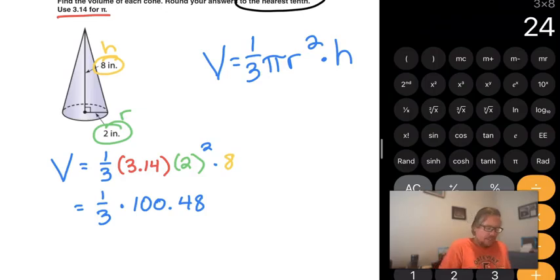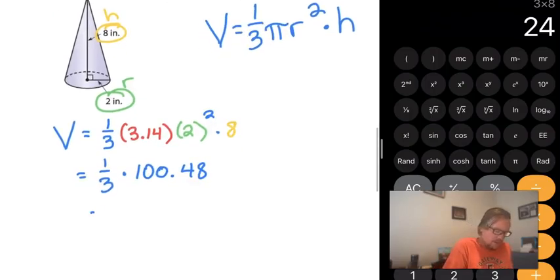And hey, what do you know? It's 24. Well, I guess I didn't need to round that to the nearest tenth. It came out to be a really nice number because when you do 100.48 divided by 3, the decimals disappear.